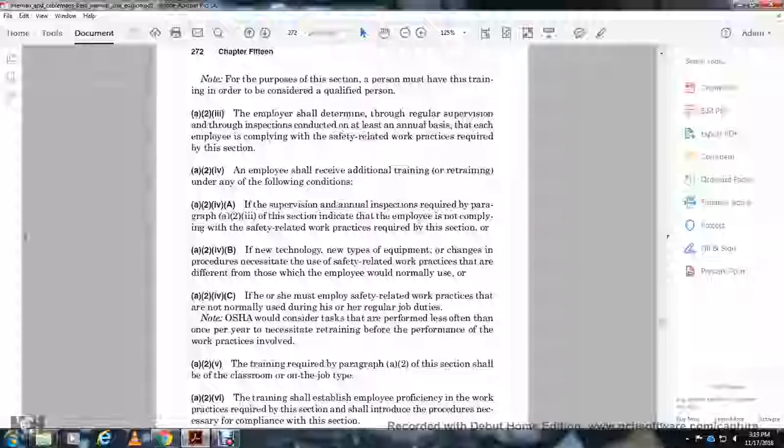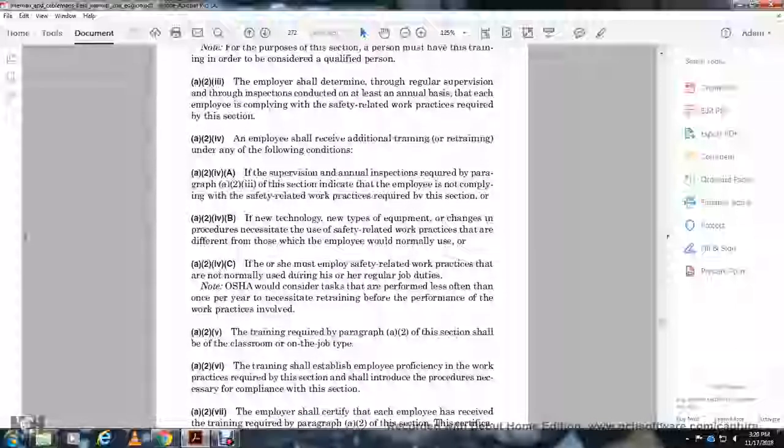A24A, if the supervision and annual inspection required by paragraph A23 of this section indicate the employee is not complying with the safety-related work practices required by this section. Or A24B, if new technology, new types of equipment, or changed procedures necessitate the use of safety-related work practices that are different from those the employee normally uses. Or A24C, if he or she is employed with safety-related practices that are not normally used during his or her regular job duties. Note that OSHA considers tasks that are performed less often than once per year to necessitate retraining before performance of the work practices involved.